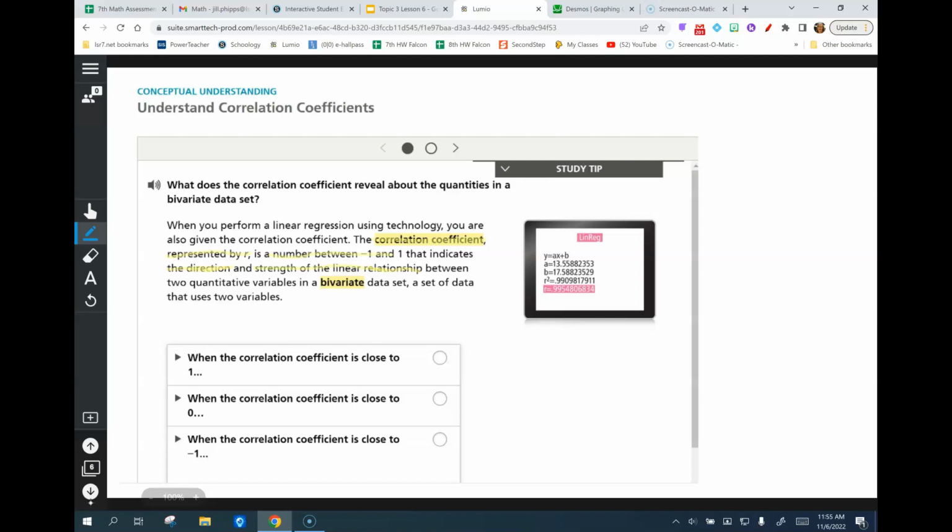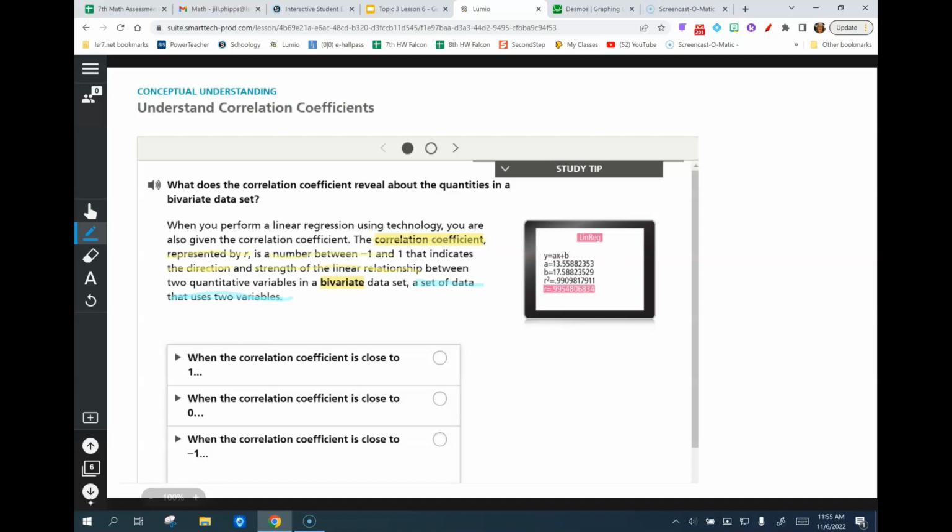The next definition is dealing with what's called bivariate data. Okay, bivariate data, you've been using it, but it's a set of data that uses 2 variables. We're going to do a lot of bivariate data sets because it's going to be between two variables a lot of times. We're not always going to talk about it as a data set. Sometimes we're just going to talk about an equation.